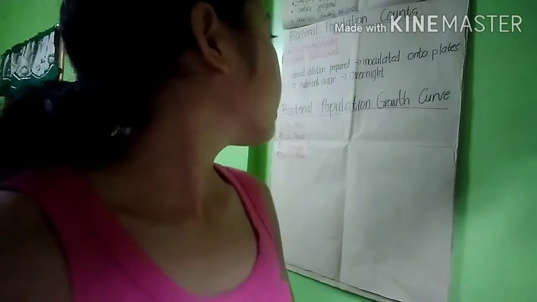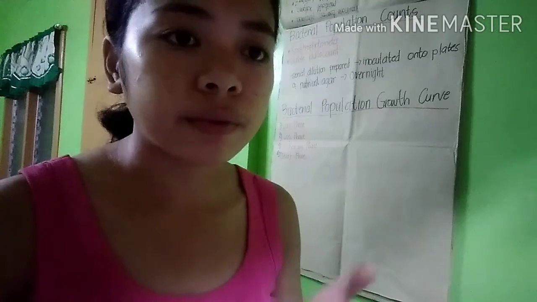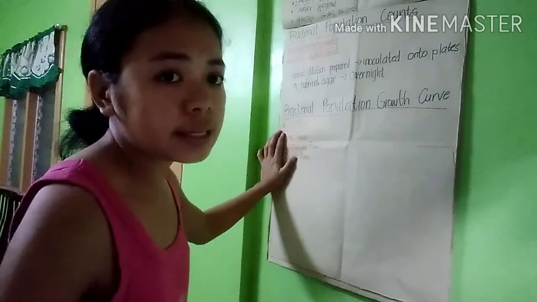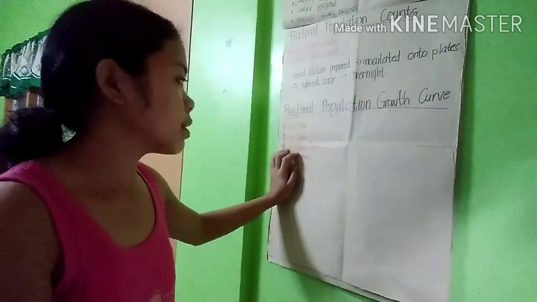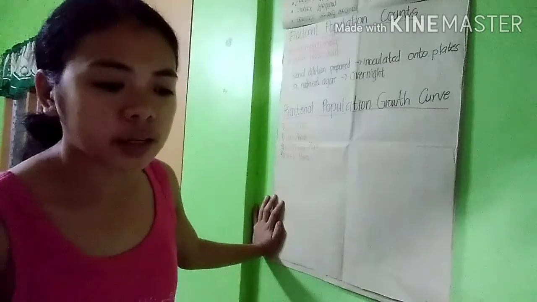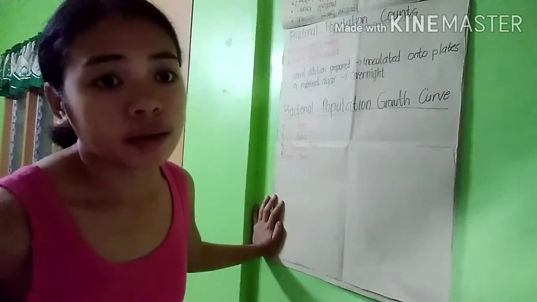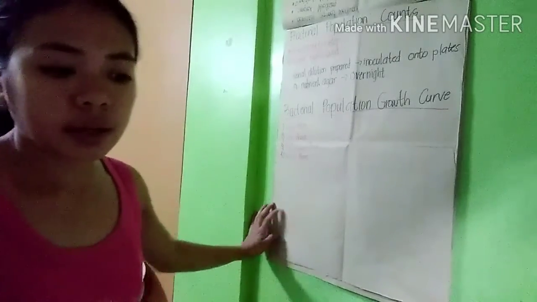So the next is the bacterial population growth curve. There are 4 phases in the bacterial population growth curve. The first is the lag phase, then the logarithmic phase, the stationary phase, and the death phase. So we're going to draw it so that we can imagine it.